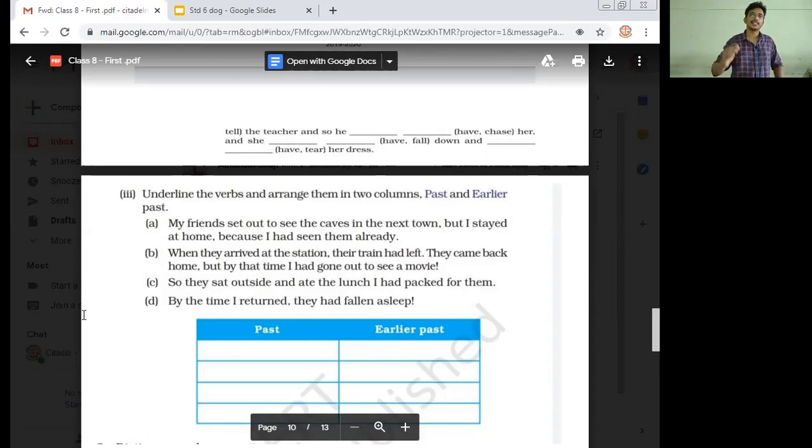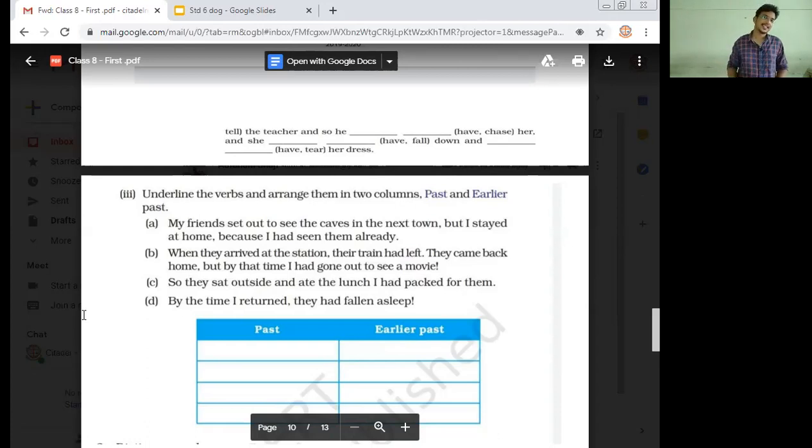Moving into the third sentence. So they sat outside and ate the lunch I had packed for them. Sat outside. Sat is actually simple past tense. Ate is the past tense of eat. So ate also comes under past. Okay, I had packed for them. Had packed. So had packed here means the earlier past. Had packed. Had plus V3. So it will come under earlier past.